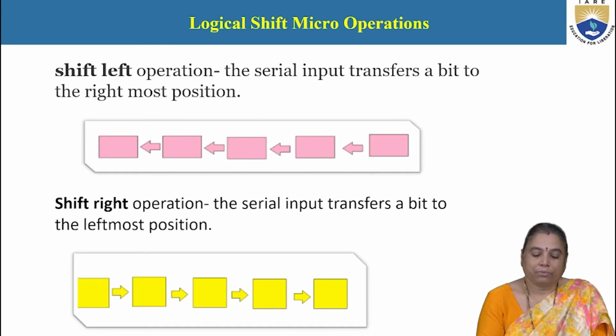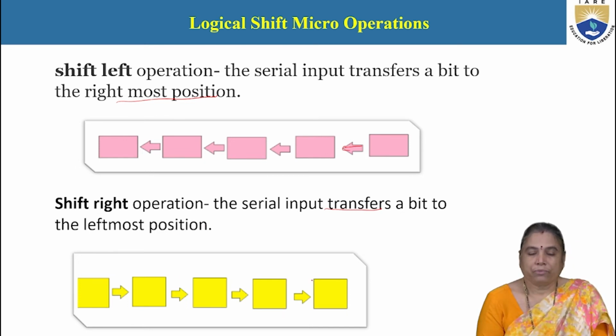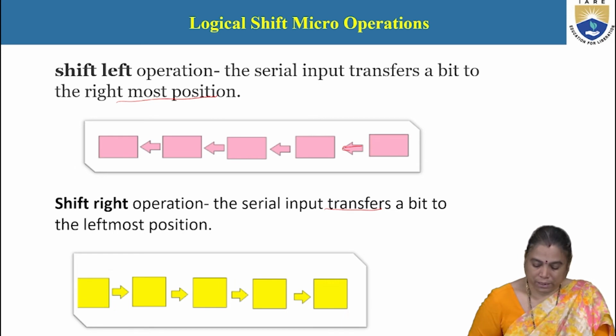What is shift left and what is shift right? In the shift left operation, the serial input transfers a bit to the rightmost position. So here on the left side, each bit has to be moved, and the serial input enters at the rightmost position. In the shift right operation, the serial input transfers a bit to the leftmost position. So these are the shift left and shift right operations.